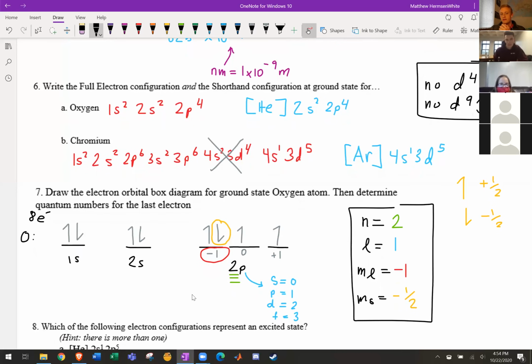What questions do you have on the orbital box diagrams or the quantum numbers?